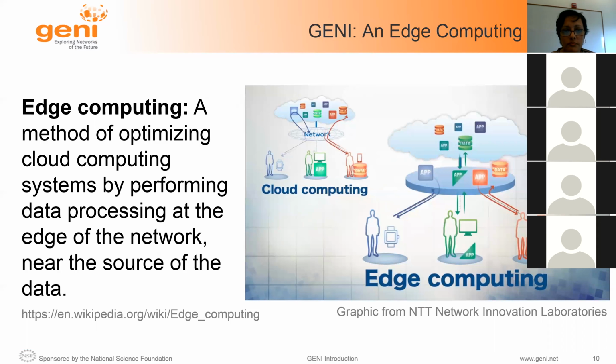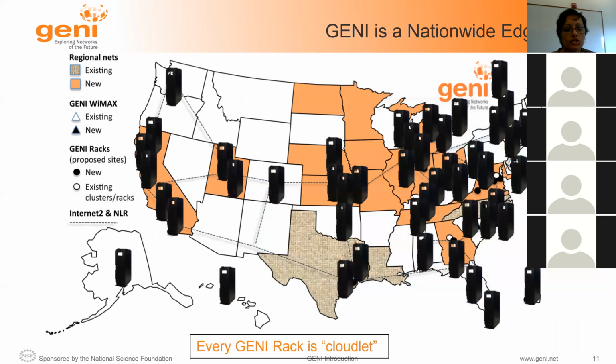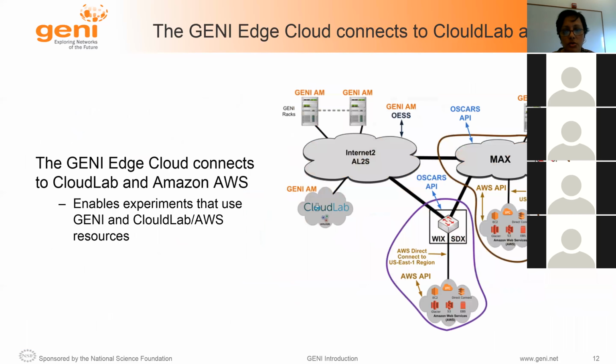Basically, as you know, with edge computing, you're talking about being able to perform data processing at the edge of the network, creating less traffic. GENI, in that sense, is a nationwide edge cloud. And what you see here are all these racks all across the US. Again, showing you a diagram I had shown earlier, except in the form of having racks all over the US. The GENI edge clouds are now connected to CloudLab and AWS.